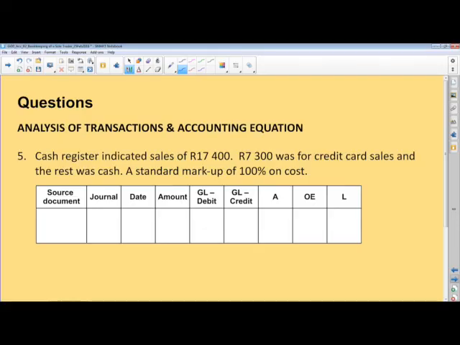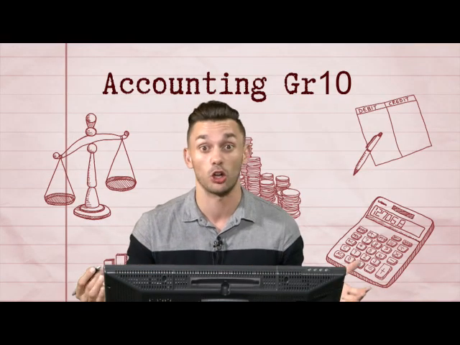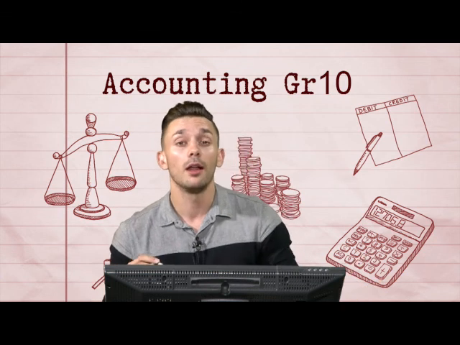The cash register indicated sales of 17,400. Now they tell you further, 7,300 was for credit card sales and the rest was for cash. A markup percentage used was 100%. Now, what do I do with credit card sales? It's a completely new one. Let me think of it.